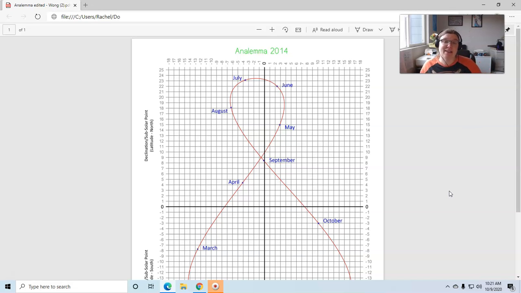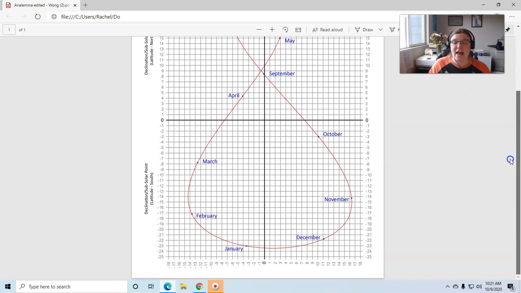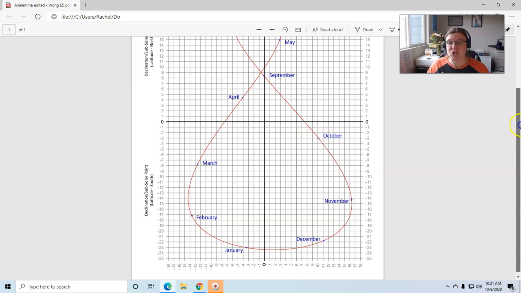I went ahead and made a little demo video for use of the Analemma, which you will use as part of Lab 8, which is the Solar Relationships Lab. This is kind of a tricky diagram, so I'm going to show you an example of how to walk through it, and hopefully that will help you on the lab.